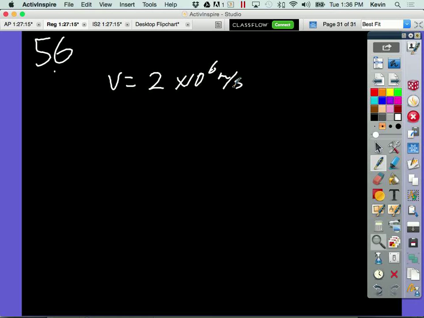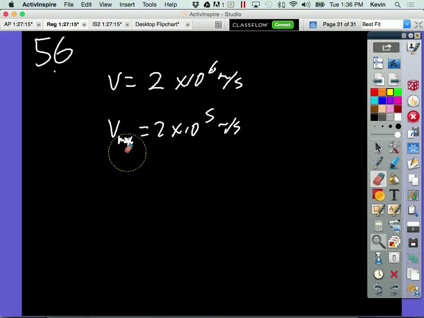The protons are traveling at, so Vmax is 2 times 10 to the 5th meters per second. That's going to emit an X-ray. I don't know if it's Vmax, but let's call that Vx-ray. We decide to slow the protons to an acceptable speed, then let them hit a target.